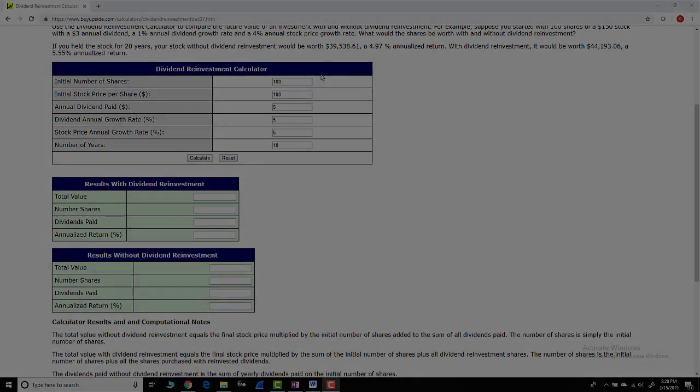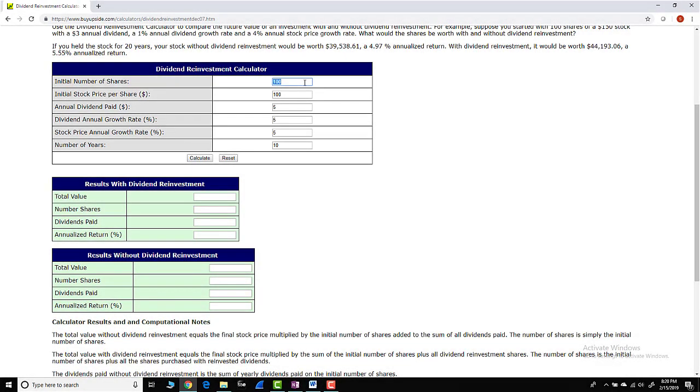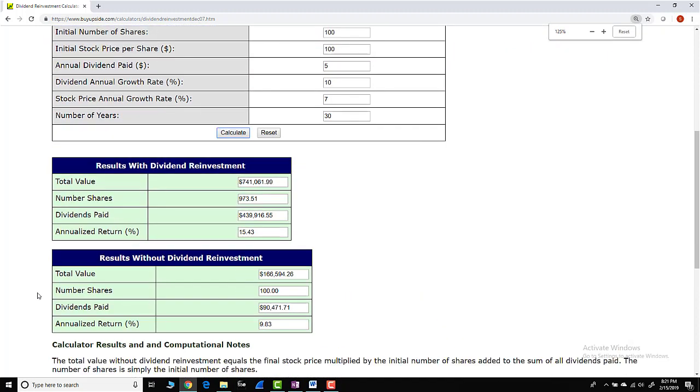Let's go to an online calculator and look at returns by entering actual values. Say you have 100 shares of a stock priced at $100. The annual dividend paid per share is $5. This dividend is increased 10% every year. And let's assume the stock appreciates about 7% every year. After 30 years of dividend reinvestment, your 100 shares will now be equal to 974 shares, and the value of the entire portfolio will be around $741,000.